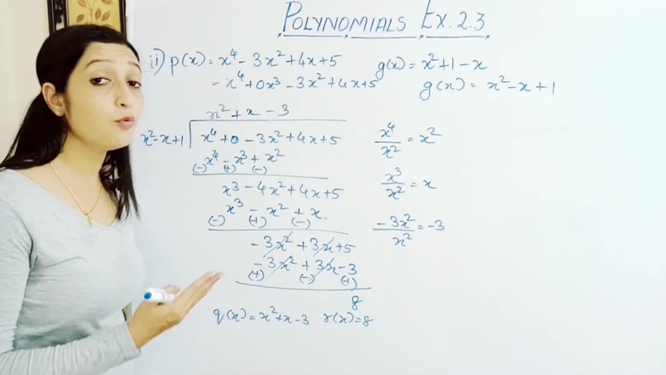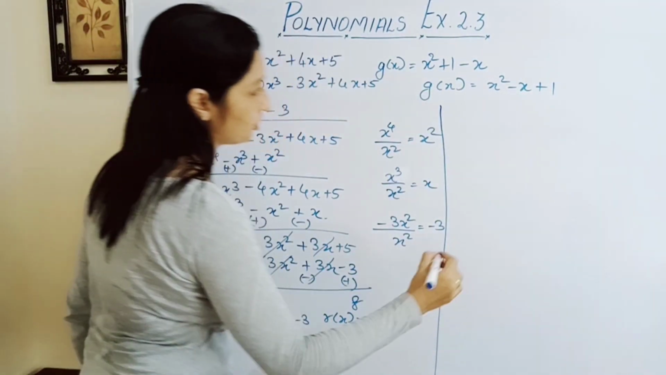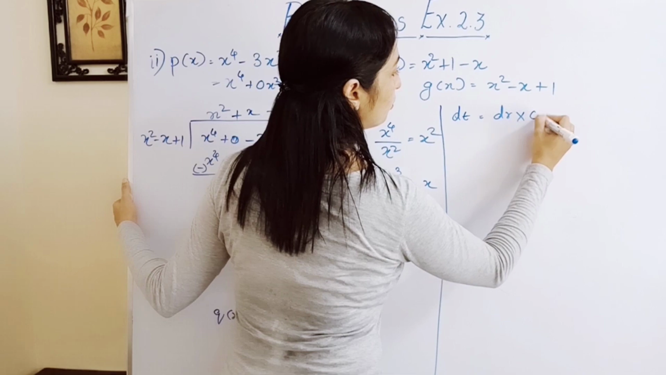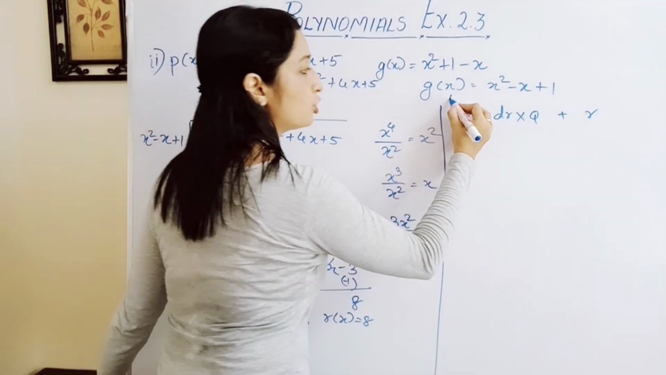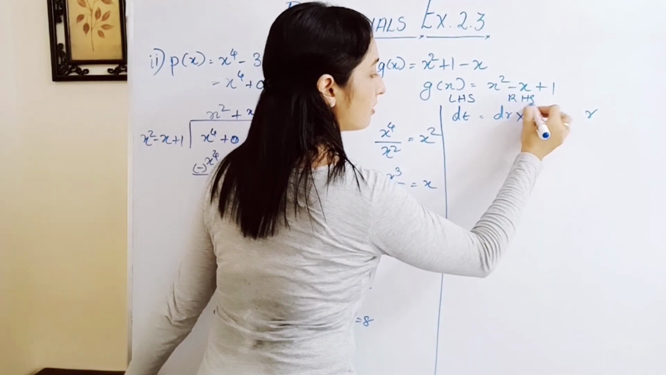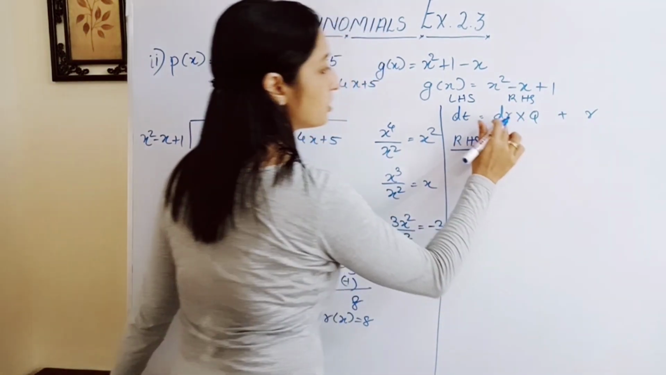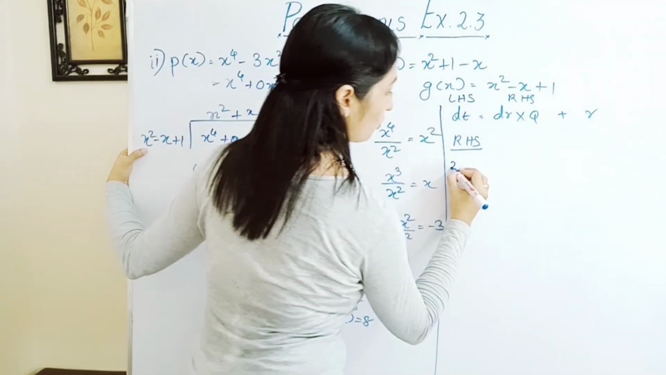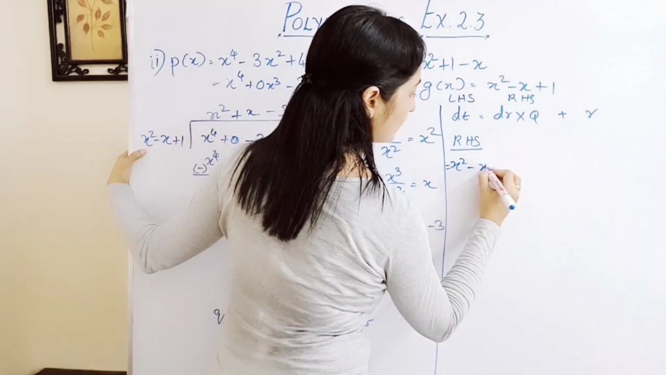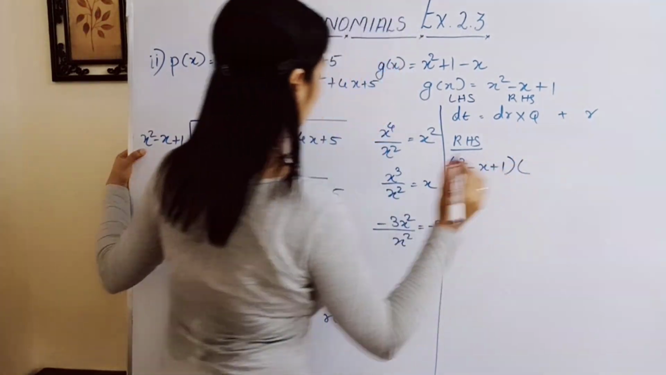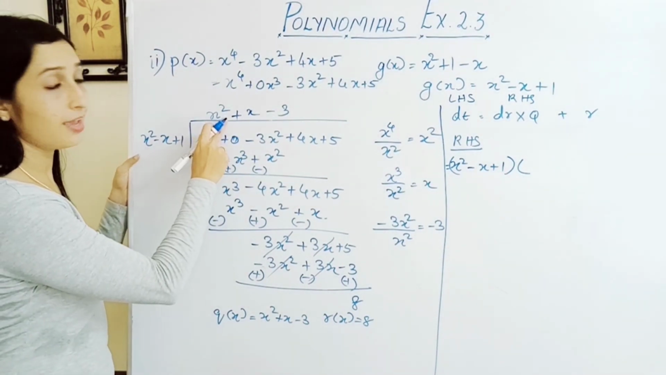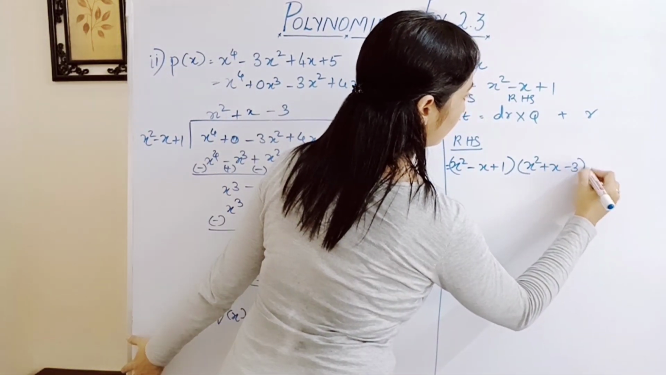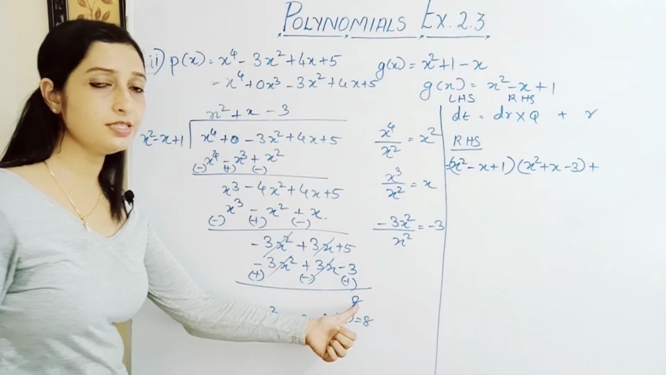Now our next step is the verification part. So let's do our verification here. That is, dividend is equal to divisor into quotient plus remainder. This will become our LHS, this will become our RHS. So let's start with our RHS, which is the divisor. What is the divisor? x square minus x plus 1, into the quotient. What is our quotient? x square plus x minus 3, plus the remainder, which is 8.